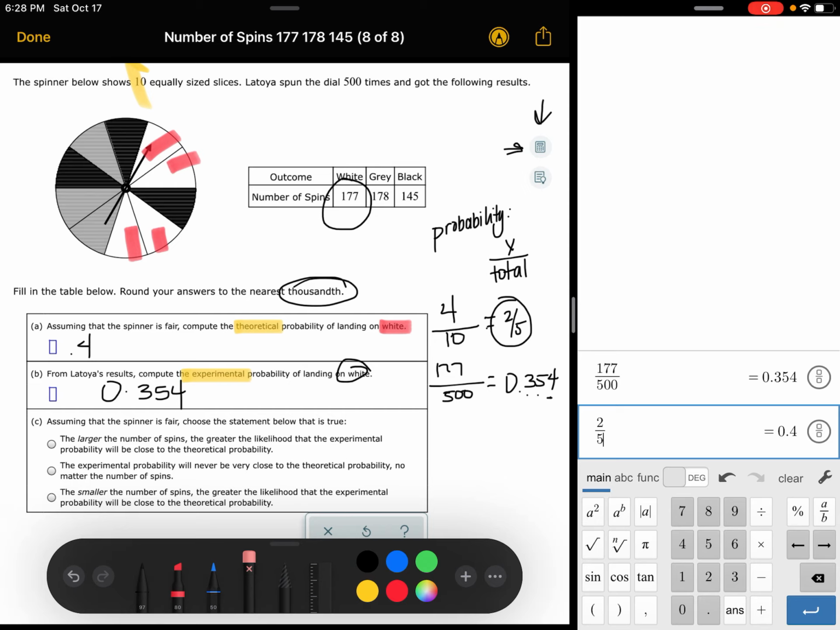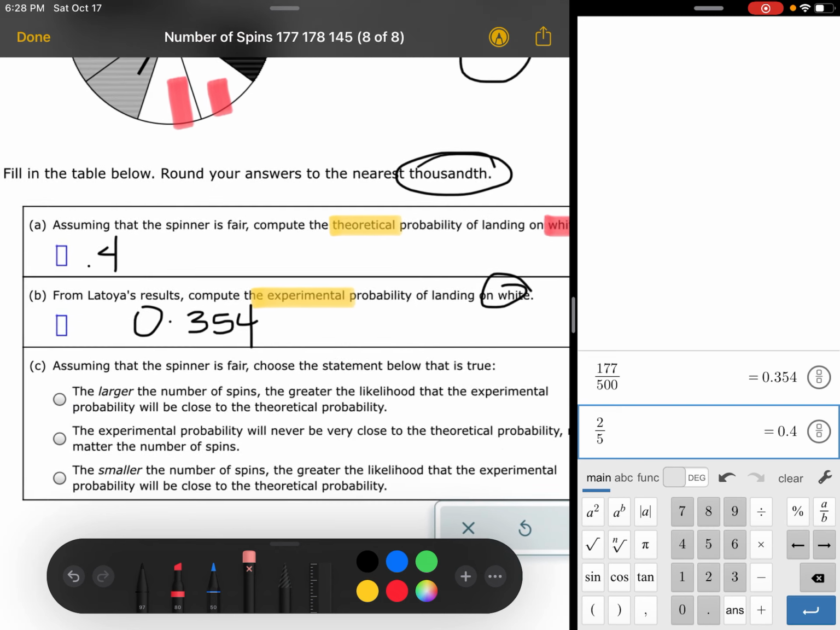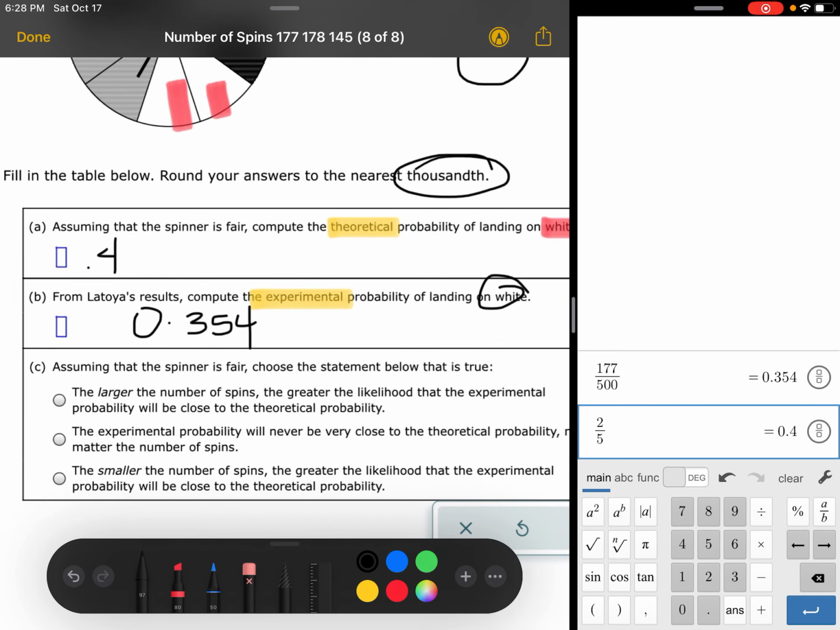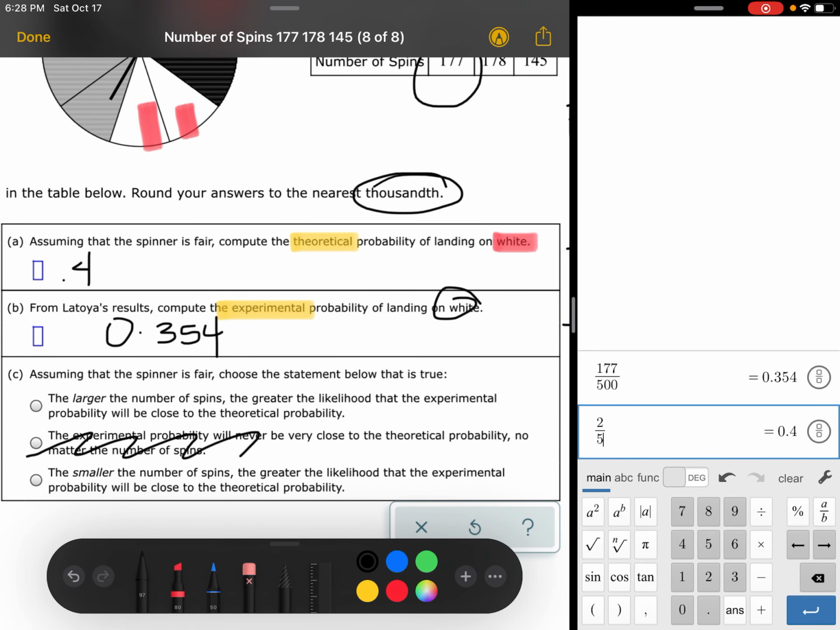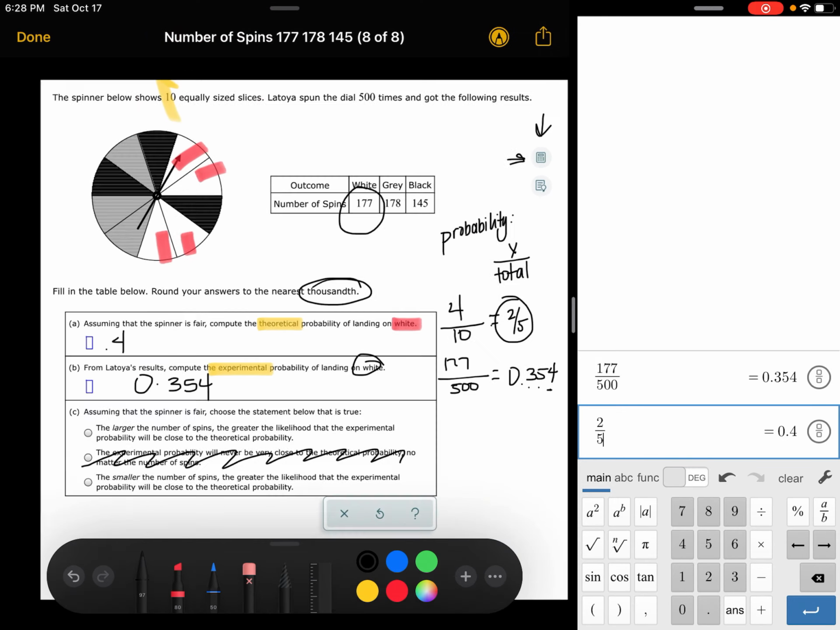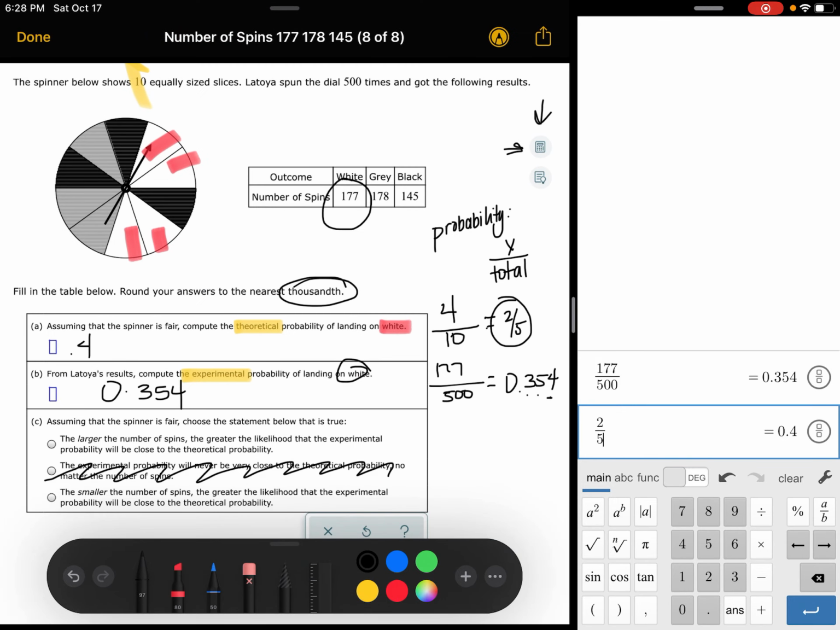So what I want you to understand is that when you actually go and do an event and do the experimental probability, it's in real life. It's going to take some time for the two to match up or to be close. So when I look at these answers, the experimental probability will never be close to the theoretical probability, no matter the number of spins. This is not true. I'm telling you, if you did this and you had time on your hands to do 500 spins on a spinner, it would become close. The more you do, the closer it becomes.